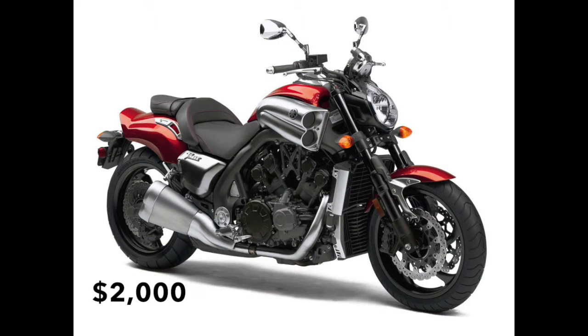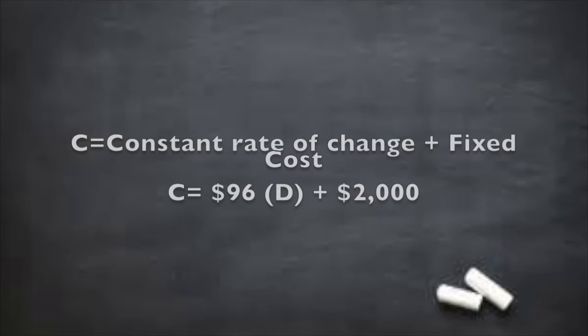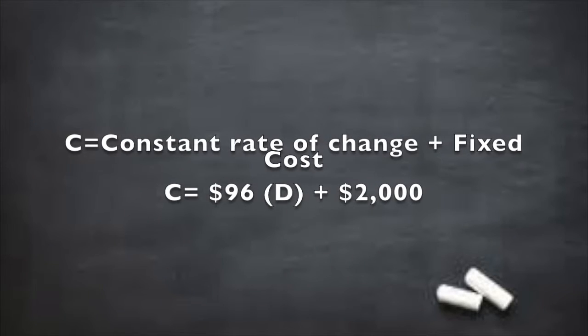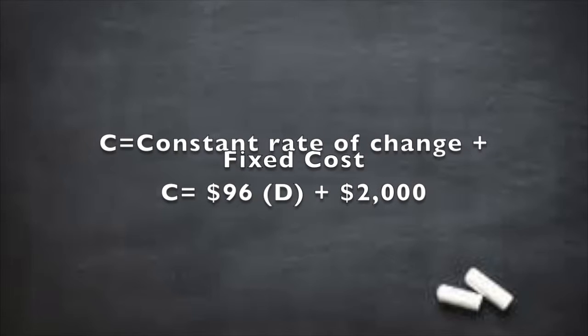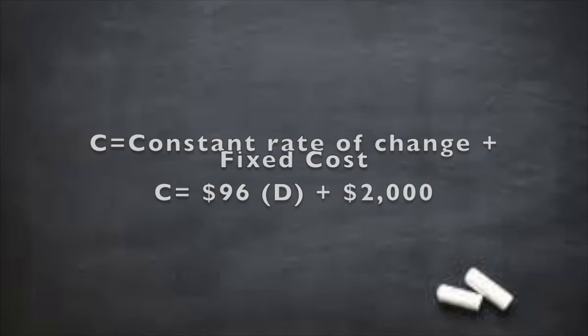So my fixed cost was before I started on my road trip. I had to purchase my motorcycle for $2,000. Therefore, my linear equation is C equals my constant rate of change plus my fixed cost. Therefore, I have C equals 96D plus 2,000.